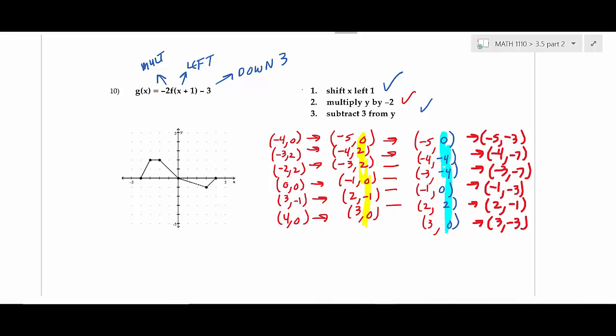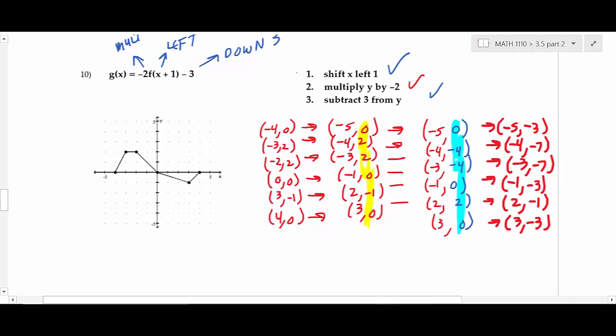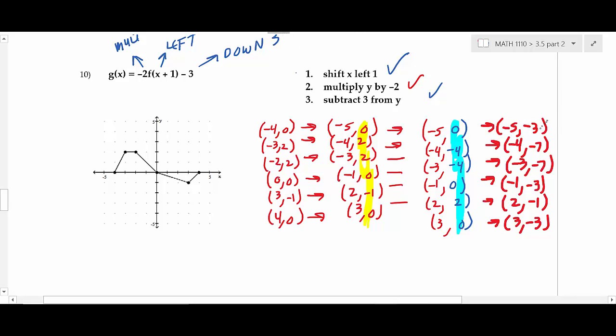Again, if you want to do it this way, you can, but if you want to try to do it in your head, you can do it that way too. I don't care. I just want all these points to be in the right place. So let's plot these points then. We have -5, -3, -4, -7 down here, and then -3, -7 there. And then -1, -3, 2, -1, and then 3, -3 like that. So you'd end up having a graph that looks like that.